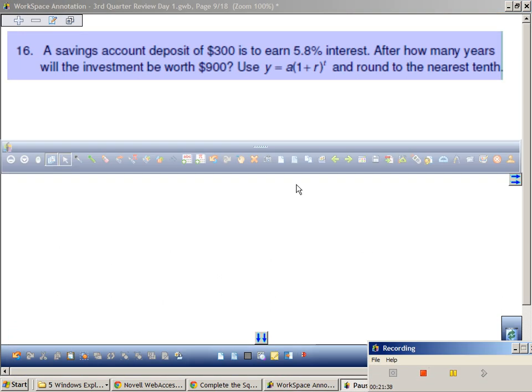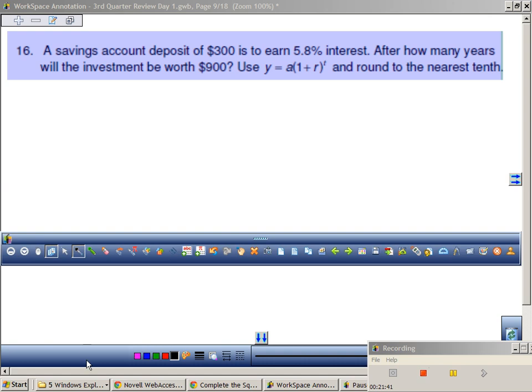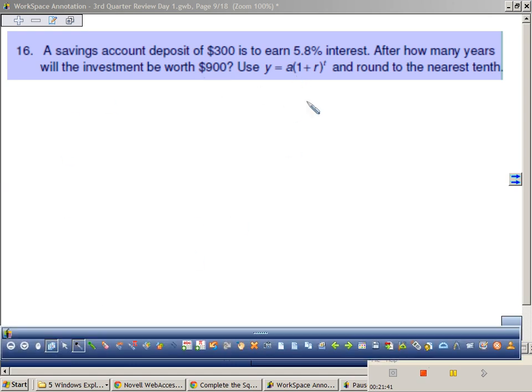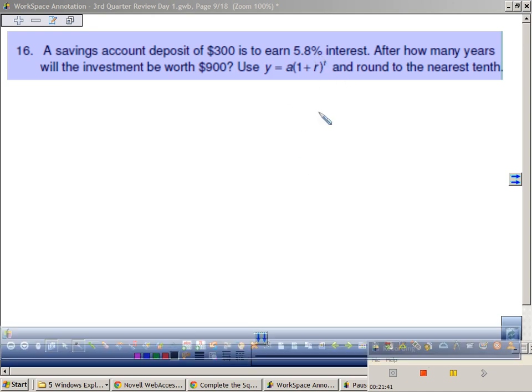Okay. All right, so let's do number 16 on the blue. Okay, you know what I think is the hardest thing on this problem is changing 5.8% into a decimal. Okay, a savings account deposit of $3,000 is to earn. Earn means it's going to be increasing, right? So what's a going to be? Is a going to be the 300 or the 900? The 300. I already know what's going to happen after I apply the 5.8% interest for so many years.